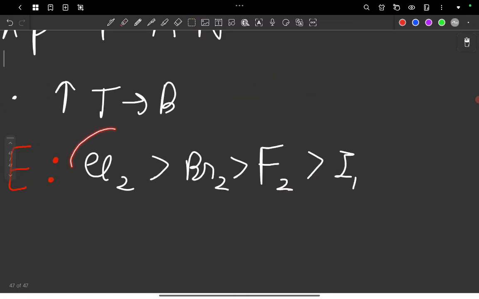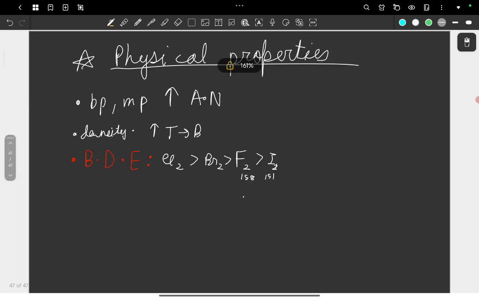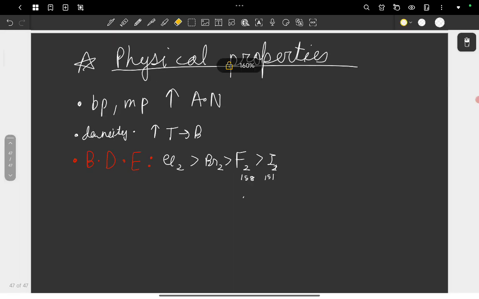Notice how it jumped not only chlorine but also bromine. In fact, if you look at the data, fluorine is barely stronger than an iodine bond. Like this is 158 kilojoule per mole, and this is no, what am I saying? Fluorine is 158 and iodine is 151. Right. So that's it for the physical properties, I guess.